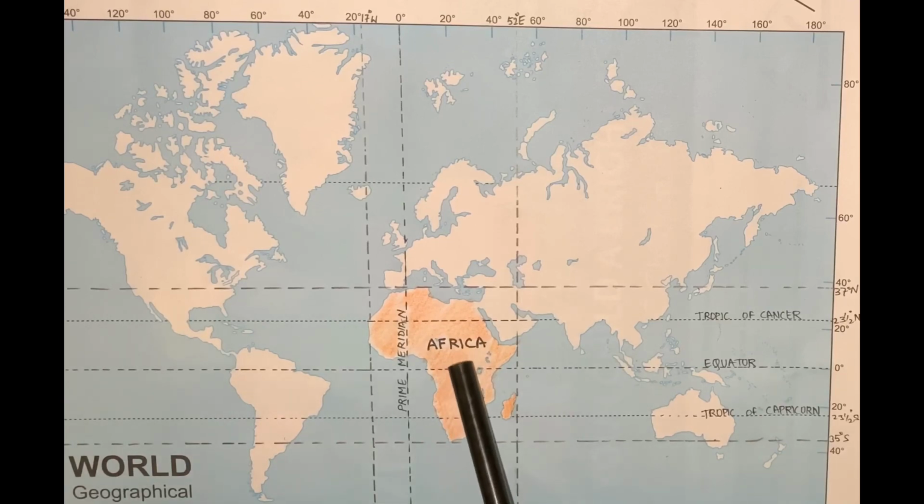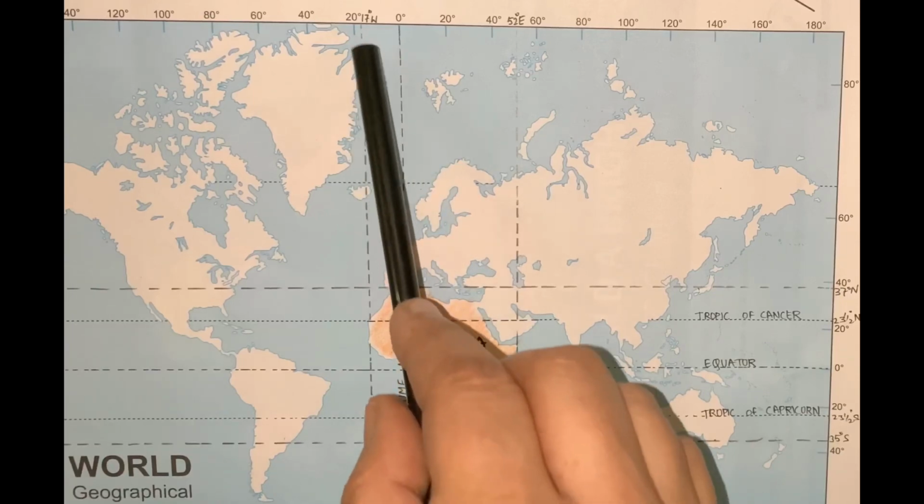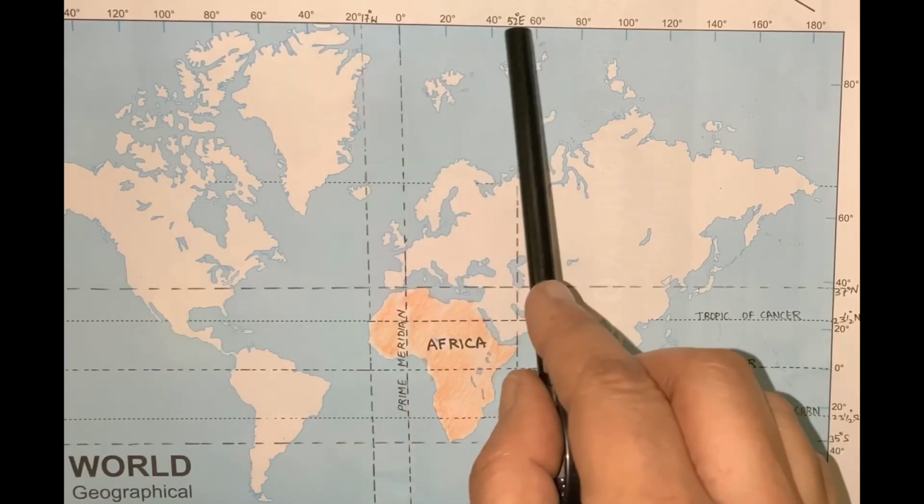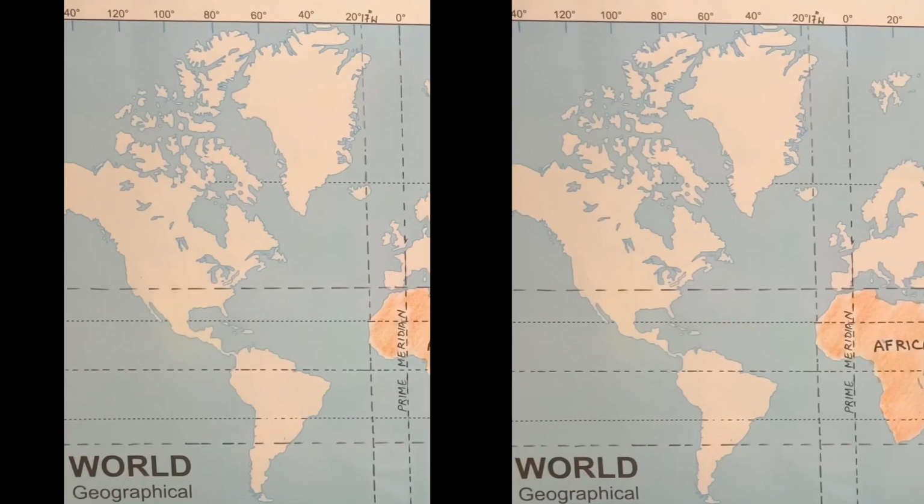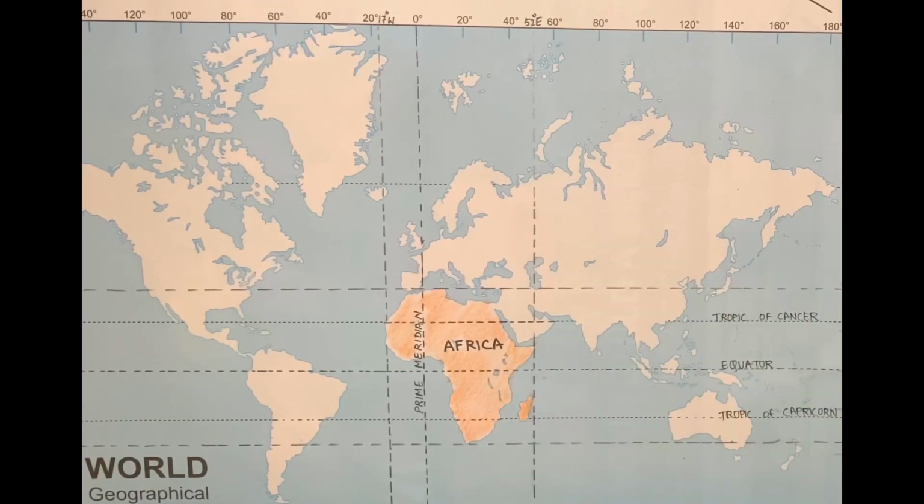About Africa, we will see that its latitudinal stretch is from 35 degrees south to 37 degrees north, and its longitudinal stretch is from 17 degrees west to 52 degrees east. I will show you the most interesting and second important point about Africa's location.